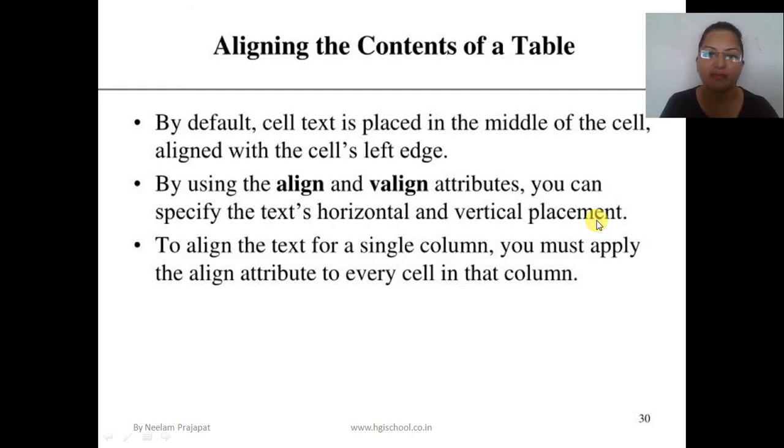Got it? Now there are 2 types of alignments here. Align for horizontal alignment, valign for vertical alignment. Okay, horizontally if we want it in the left, center and right, at that time we will use align. And for vertical align, it means top, middle and bottom. Okay, so to align the text for a single column, you must apply the align attribute in every cell in that column. So if we mention an align attribute in a single column, we have to mention it in other columns also, otherwise symmetry will not be there.